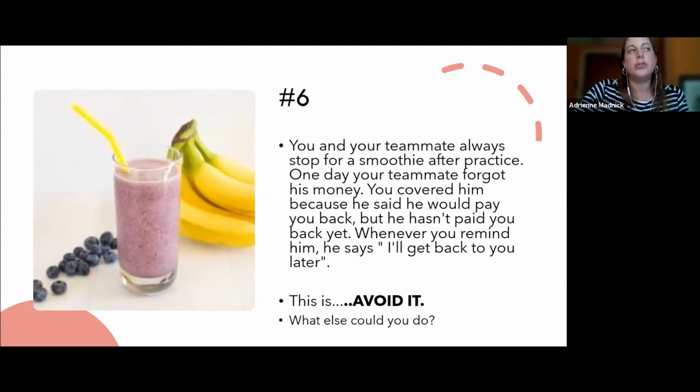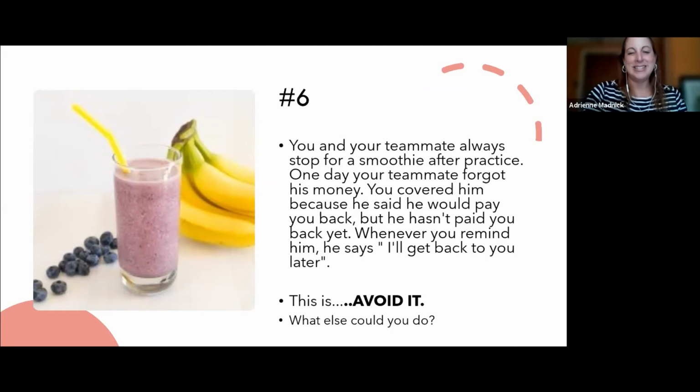Like, what could you say in a way that would be assertive, not aggressive, of course, but assertive, saying like, listen, I got you last time. How about you get me this time? So when you're at that smoothie shop, you'll be like, it's on you. It's your turn to pay. So at least maybe they'll take the hint that you're not a piggy bank.